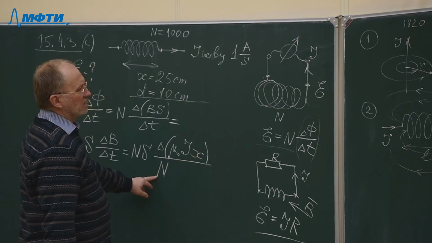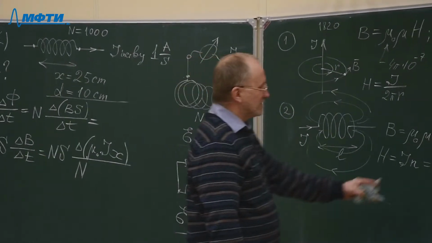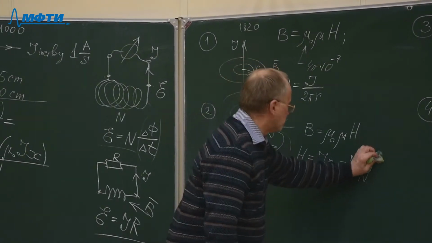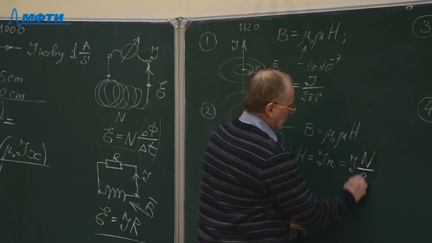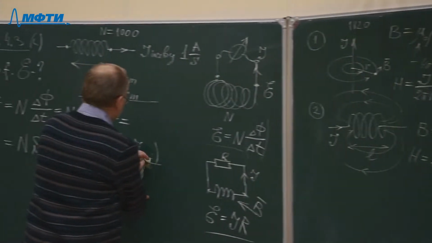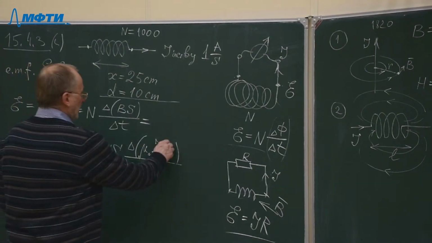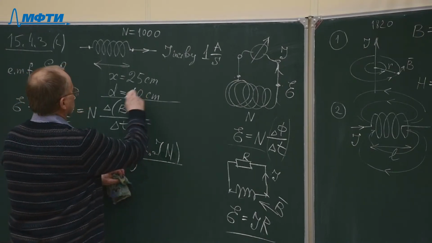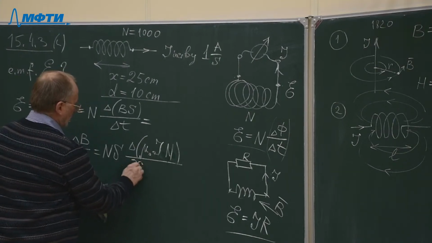I'm sorry, this is wrong. This is the number of turns per unit length. So I put it wrong. I should have written N over L, the number of turns per unit length. That's why I'm stumbling at this point. I see something's wrong. The number of turns per unit length, and the total length is x here.